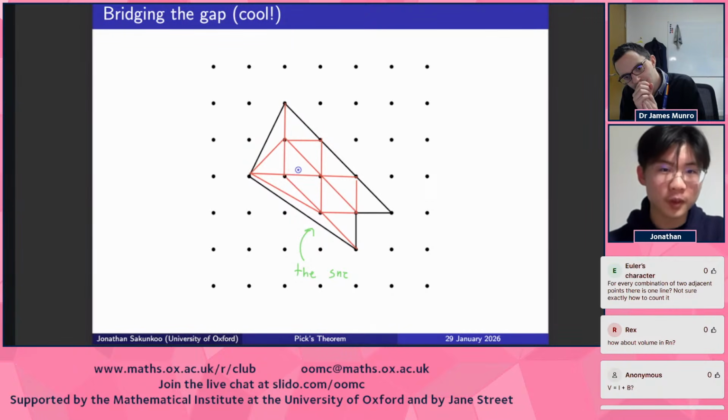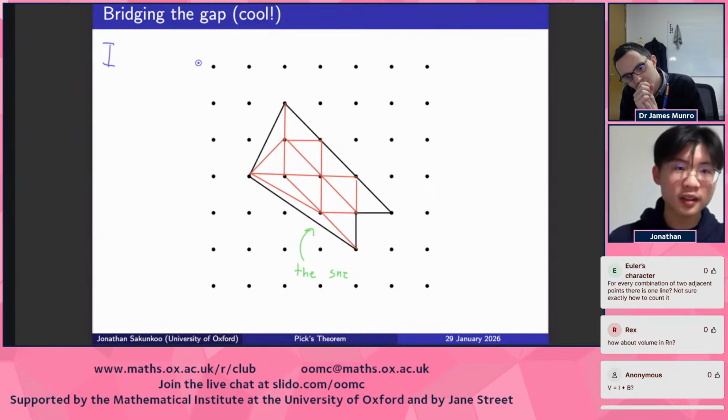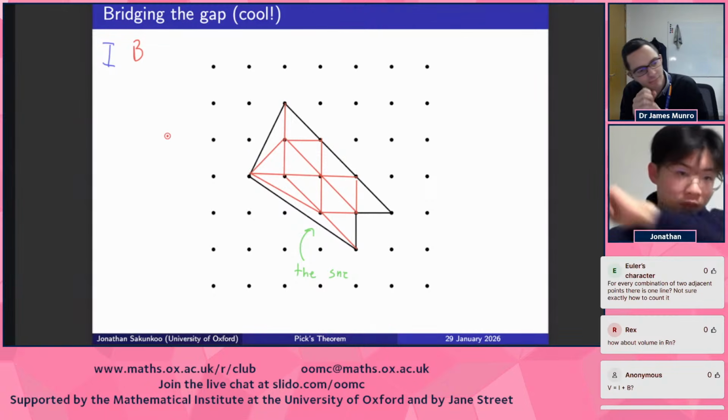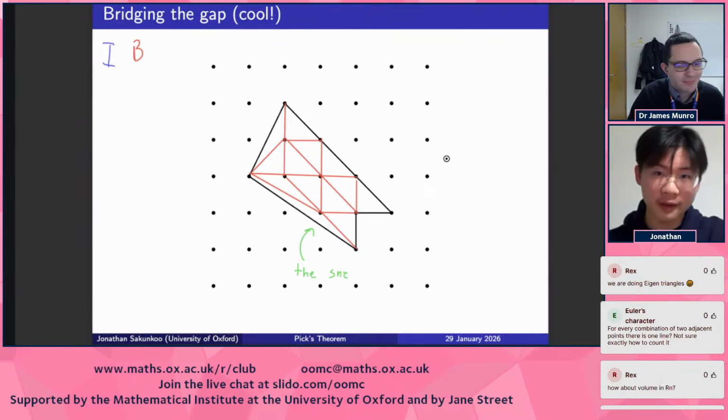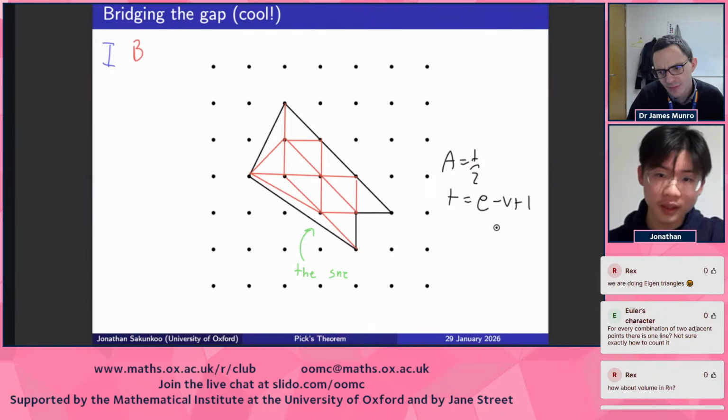So then what you might say is, well, what do we know? Well, the most obvious things are that we know I, the number of points on the inside. We know B, the number of points on the outside. And there might be a third quantity that we have not considered yet. So actually, we're going back to what we have. We have A equals T over 2, and T equals E minus V plus 1. And we already found V, but I'm not going to write that down.